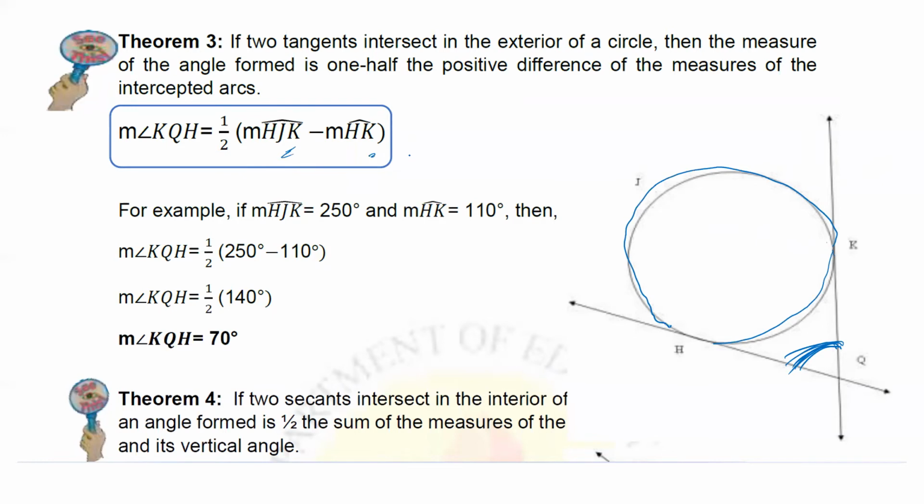So, say for example, arc HJK is 250 degrees and arc HK is 110 degrees. What will be the measure of this angle formed? So, 1/2 of the difference of the bigger arc minus the smaller arc. 250 minus 110 is 140. 1/2 of that is 70 degrees. So therefore, the measure of this angle is 70 degrees.